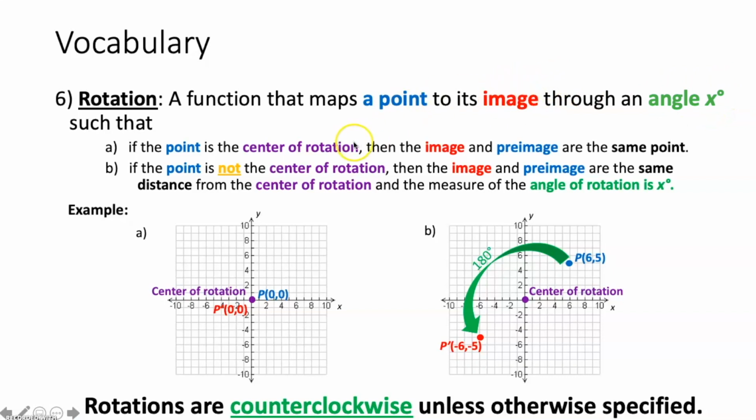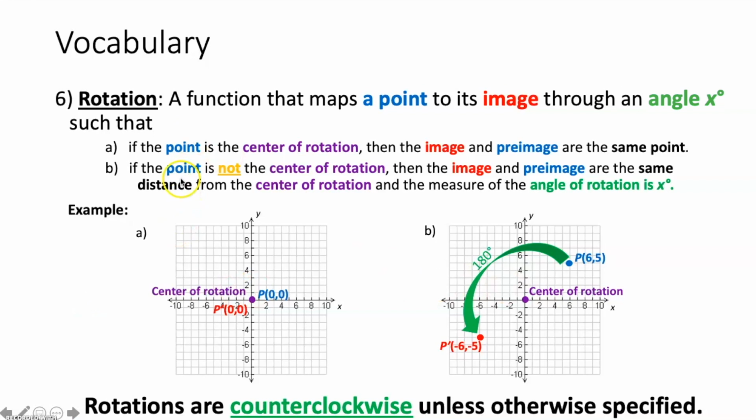Now there's two scenarios here. If the point is the center of rotation, so P at 0, 0 is our center of rotation, then the image and the pre-image are the same point. So no matter how many degrees you rotate P around the center of rotation, 0, 0, it will still end up being at 0, 0 because the point is the same as the center of rotation.